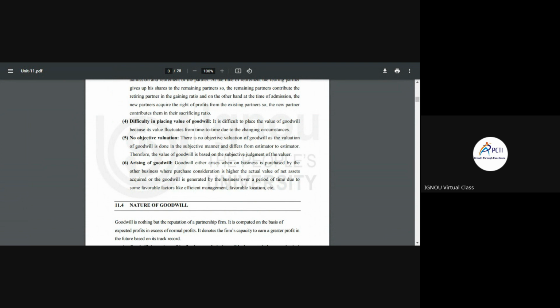Next one is arising of goodwill. Goodwill either arises when one business is purchased by another business, where the purchase consideration is higher than the actual value of net assets acquired, or goodwill is generated by the business over a period of time due to some favorable factors like efficient management, favorable location, etc.